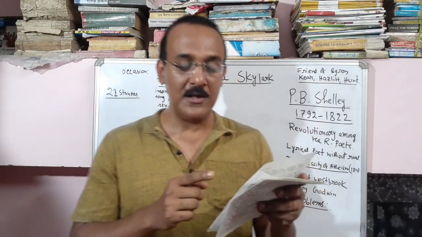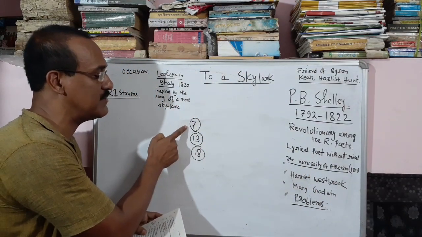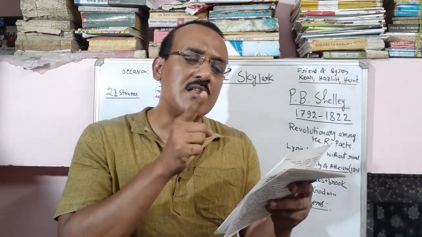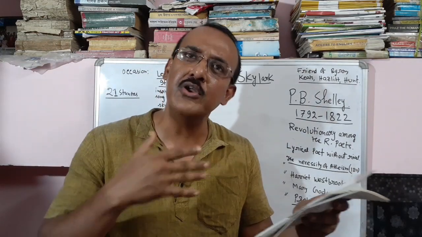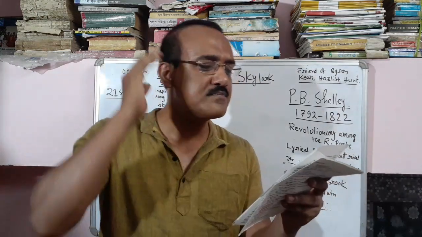These stanzas are very important: stanza 7, stanza 13, and stanza 18. In stanza 7, the poet is trying to ask, what thou art we know not. O Skylark, who are you? We know not. Who are you? What is most like thee? Tell us something close to you, who are you?